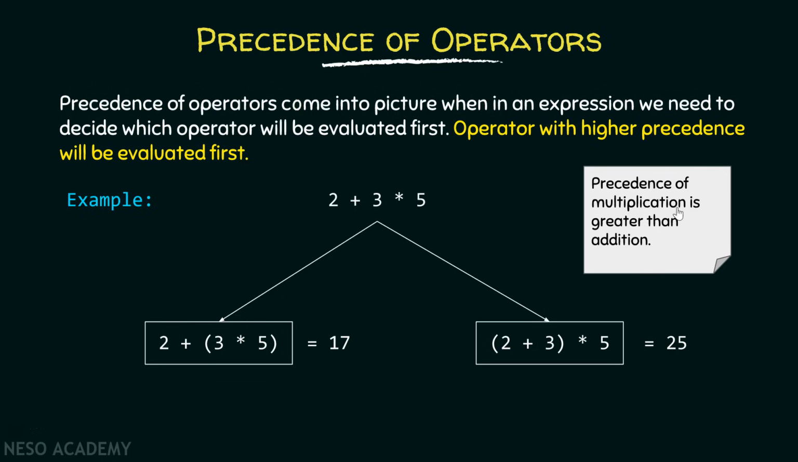Precedence of multiplication is greater than the addition. Please note down, precedence of multiplication is greater than the addition. Therefore, this one is correct and this one is not correct. Because precedence of multiplication is greater, therefore 3 into 5 will be evaluated first and then afterwards the addition will be performed. Therefore the final output is 17 and not 25. Okay.